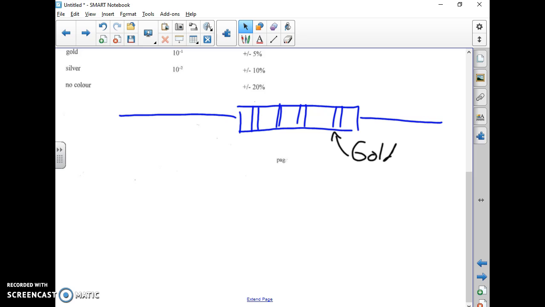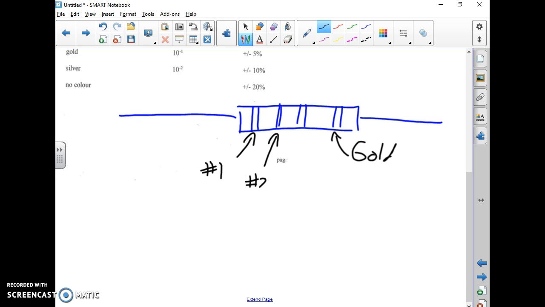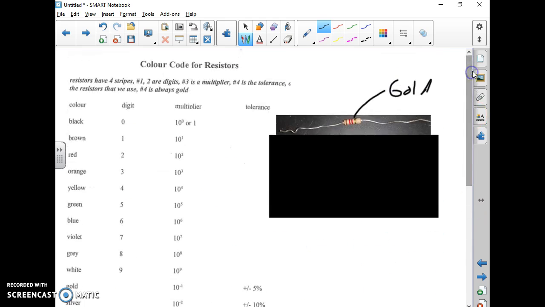So when we look at those, this is going to be value number 1. This is value number 2. And this one here is our power. So it's 10 to the power of number 3. What does that practically mean? Well, let's look at our photo here as an example.